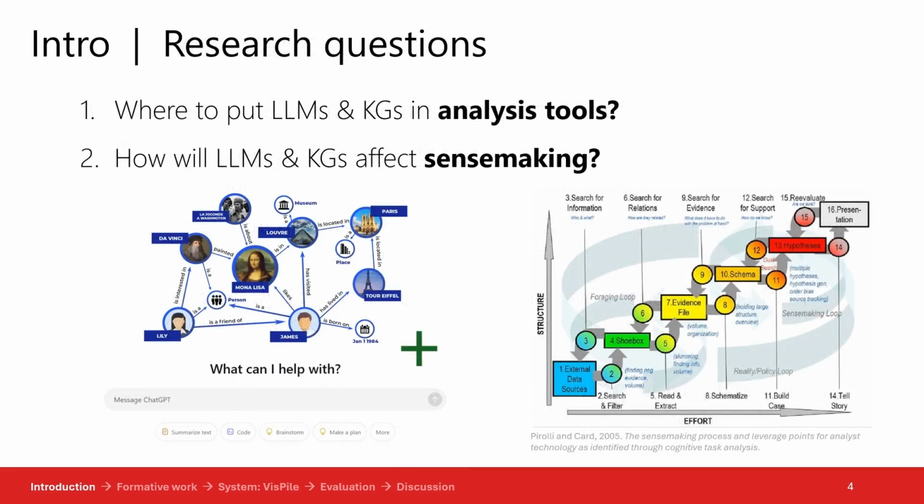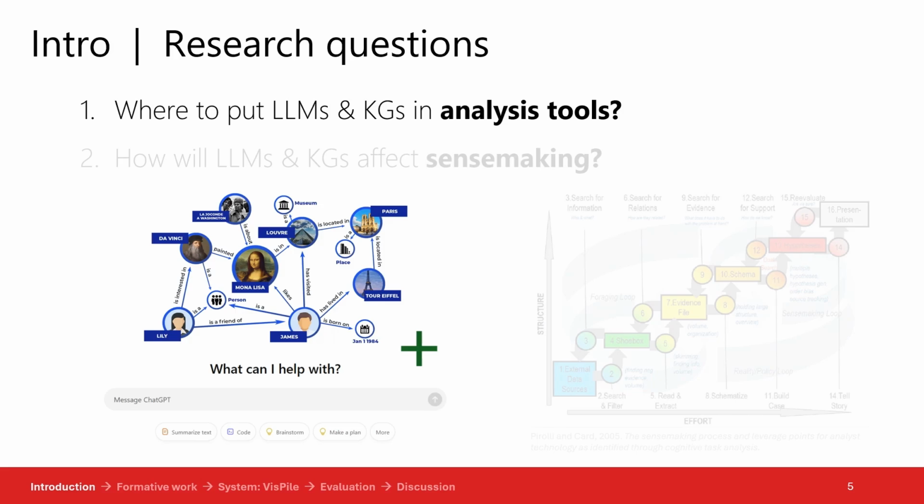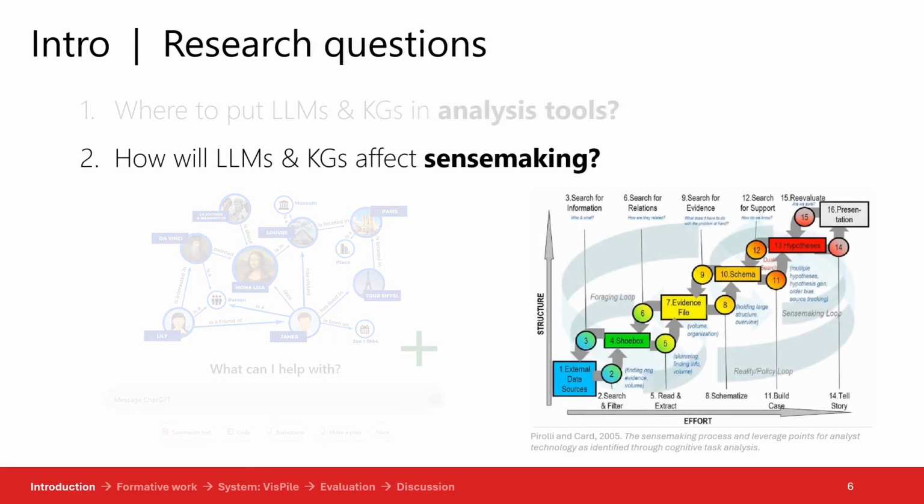We broke down this idea into two research questions. One, where do we incorporate LLMs and knowledge graphs in analysis tools? It's unclear which LLM and knowledge graph tasks are relevant and should be supported in an interface for document analysis. And two, once LLMs and knowledge graphs are in analysis tools, how will they affect sense-making? Several issues could affect the sense-making loop, including cognitive biases, time pressures, and mistrust in AI-generated data.